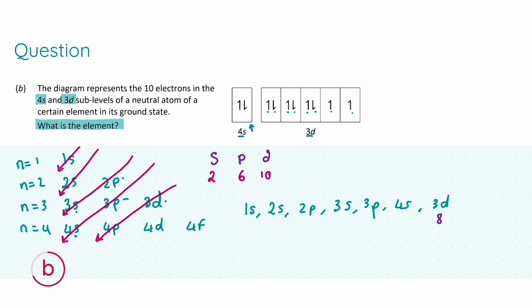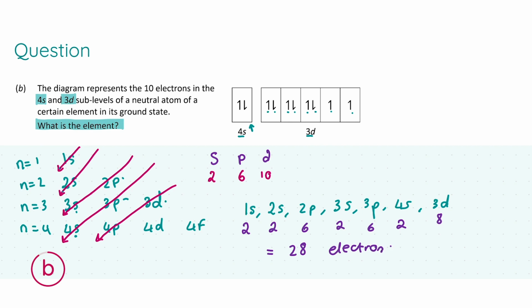An s sublevel can hold 2 electrons. There's 2 here, 2 here. P can hold 6, s can hold 2, p can hold 6, s can hold 2. And then a d sublevel can hold 10, but it's only holding 8. So what we're going to do is add up all these electrons to see how many electrons are in this element. That is going to be its atomic number. So 2 plus 2 plus 6 is 10, plus 2 is 12, plus 6 is 18, plus 2 is 20, plus 8 is 28. So that is 28 electrons.